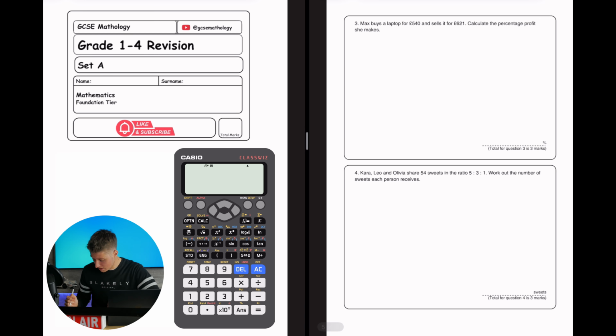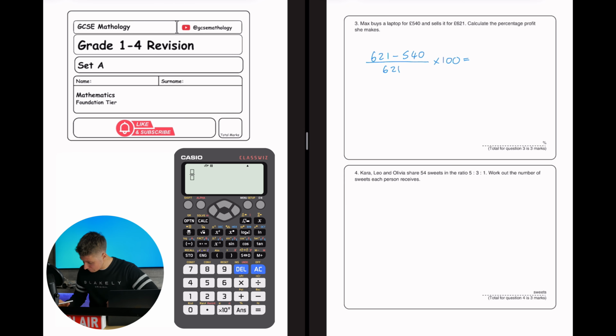Question 3 says Max buys a laptop for £540 and sells it for £621. We need to calculate the percentage profit she makes. So we're going to do the profit. So the profit will be 621 subtract 540, and we're going to divide this by the price that we sold it for, which is 621, times by 100, and this will be our percentage profit.